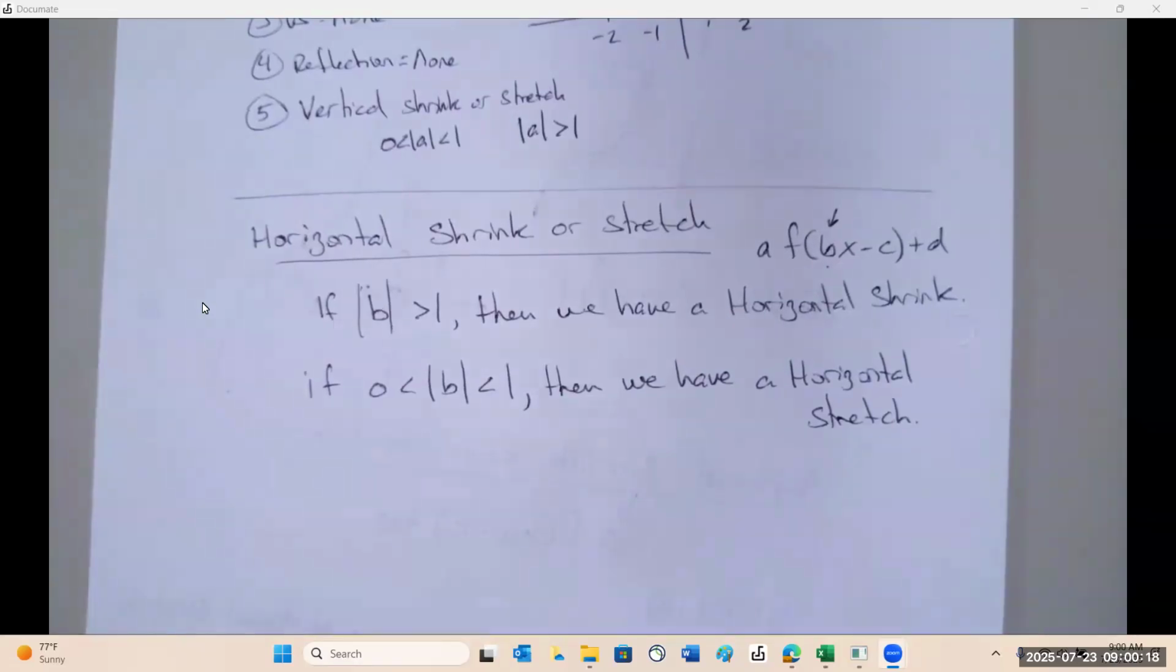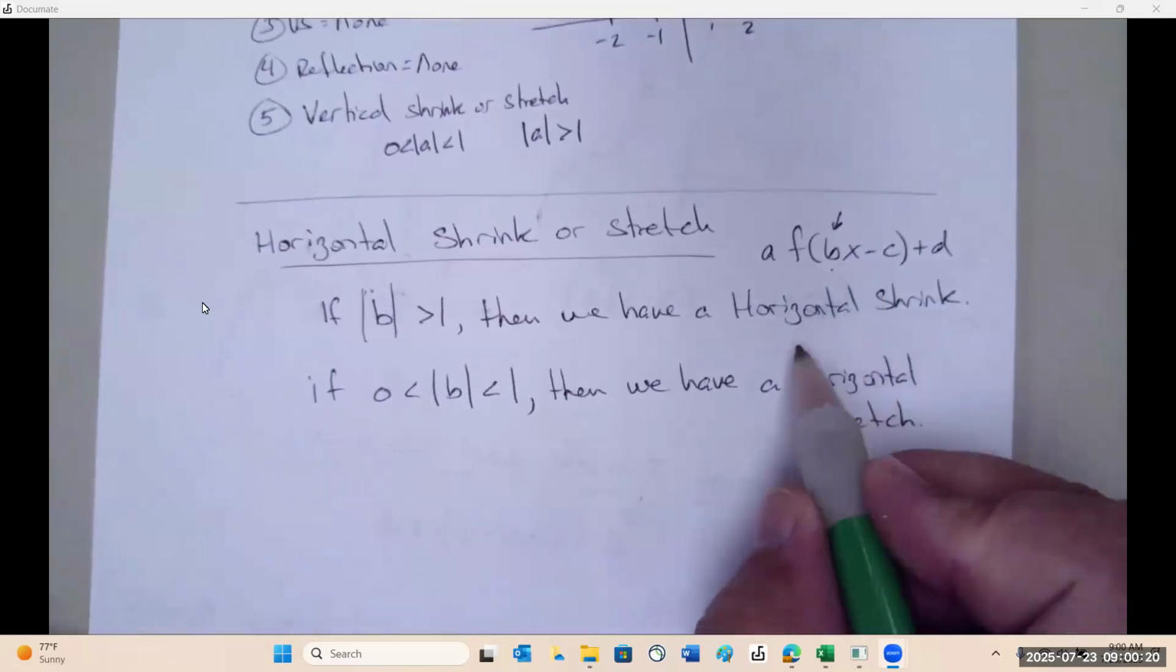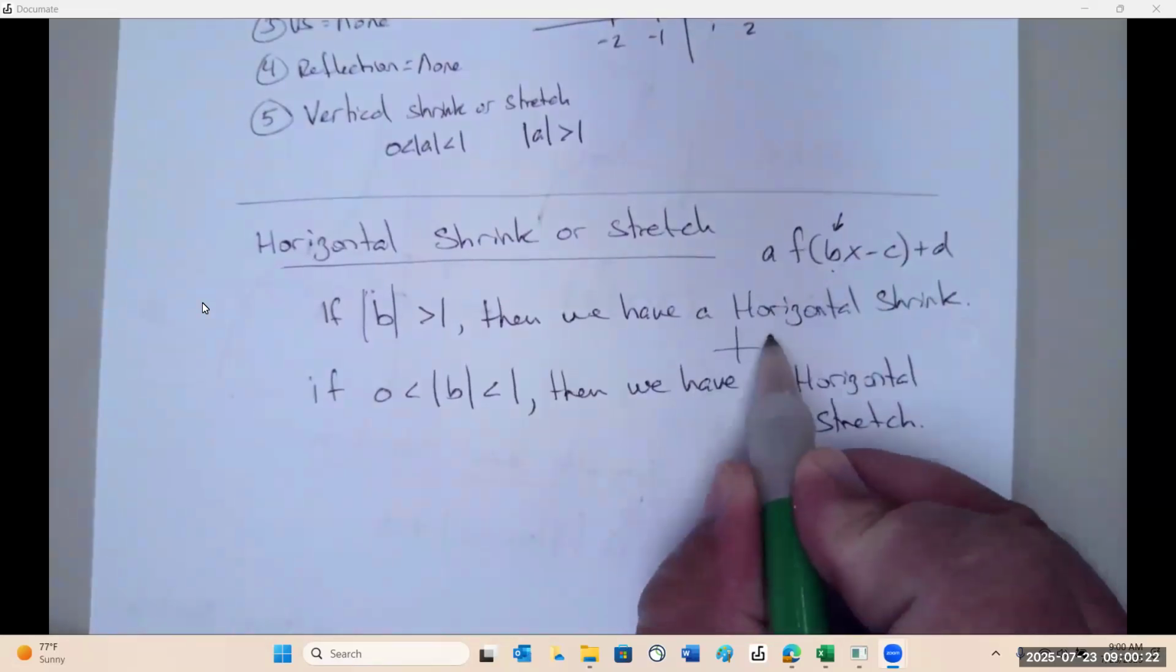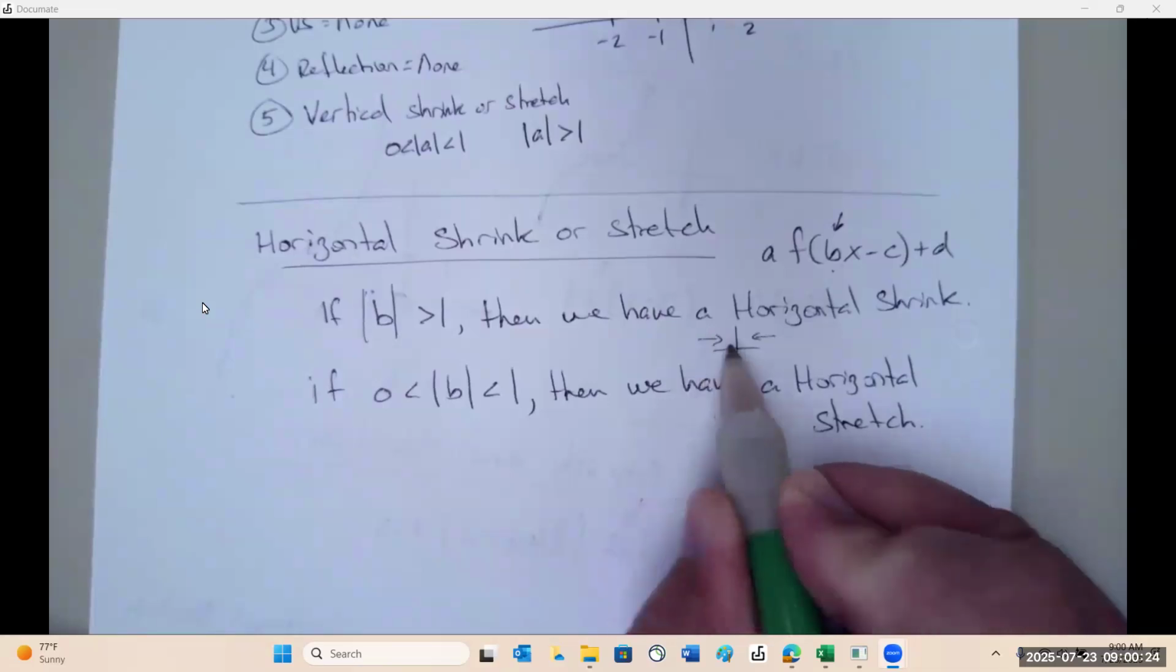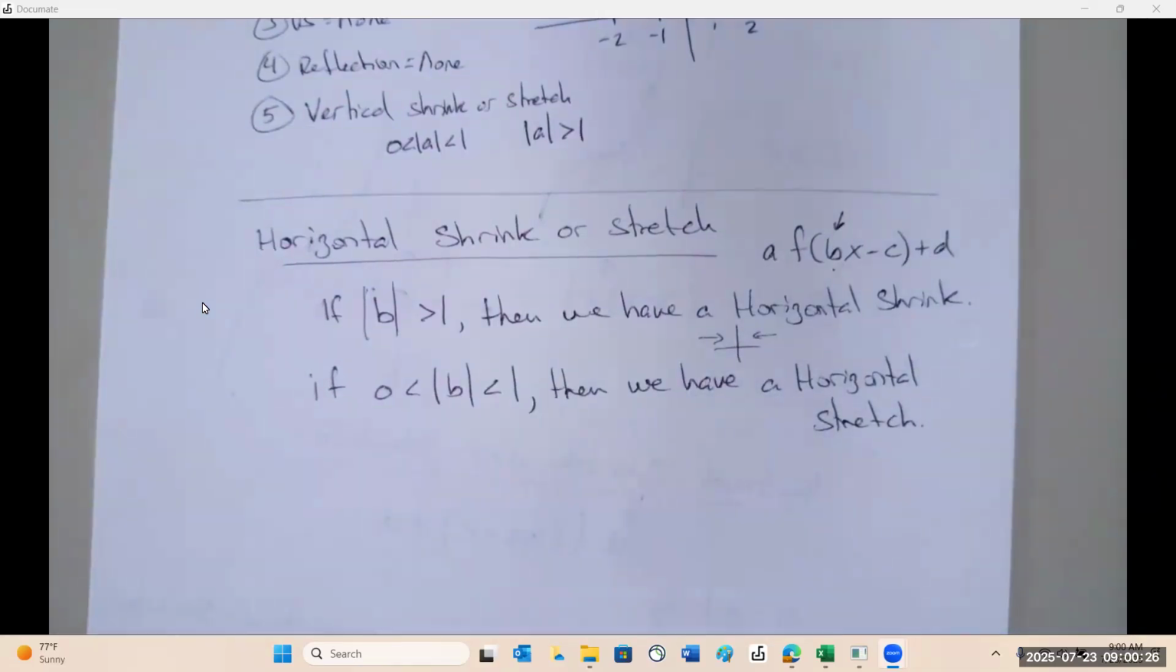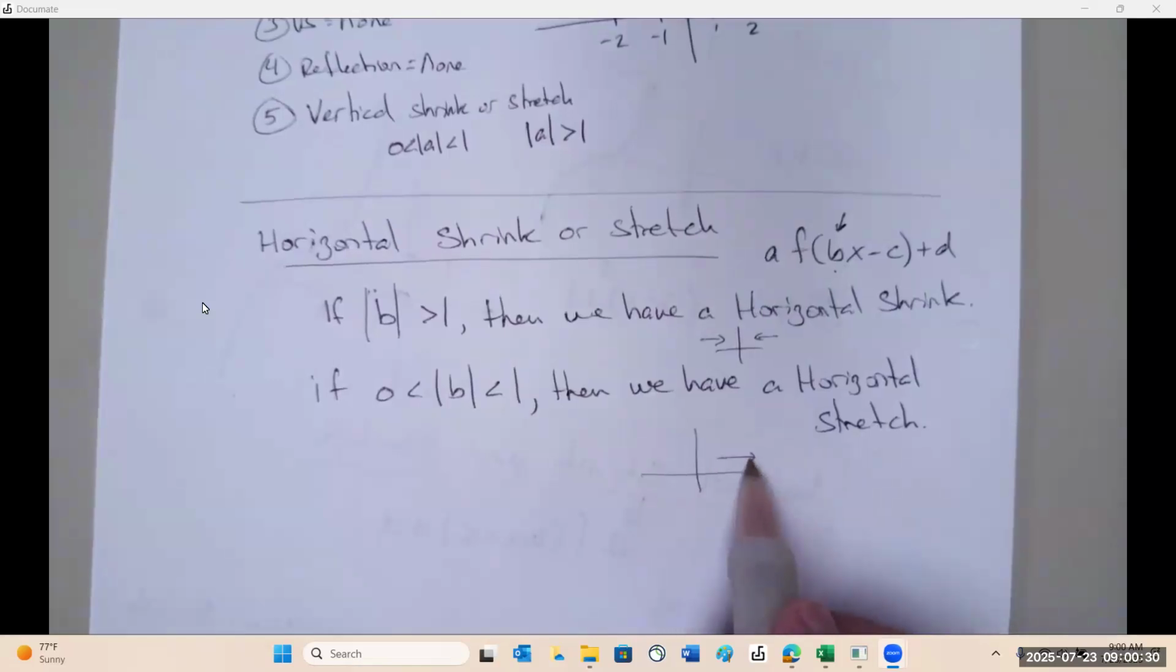Okay, wait, it's always opposite. So by shrink, the graph is being pushed towards the inside. By stretch, it's being pulled out. It's getting wider.